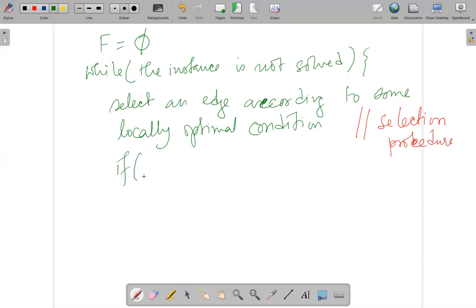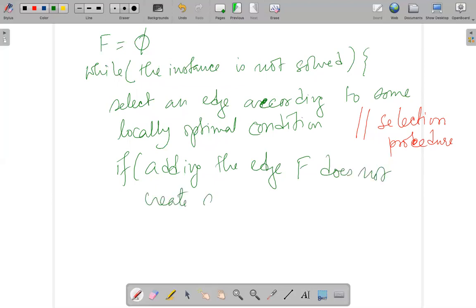Now, if adding the edge does not create a cycle, because we have been told that it has to be a tree, so it cannot have a cycle, then add it. So therefore, again, I hope you can appreciate that this is the feasibility check.